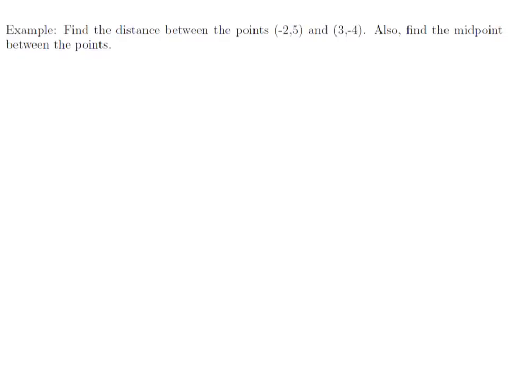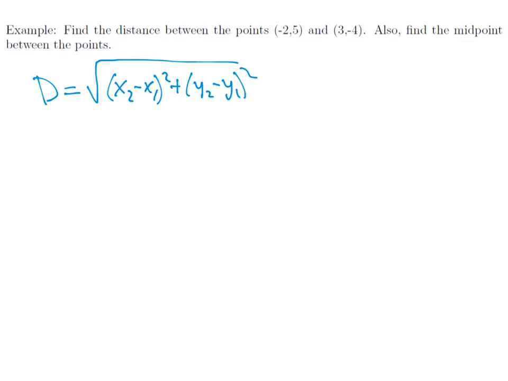So here's a pretty straightforward example. We have finding the distance between these 2 points, also find the midpoint. So for the distance, we're going to say x2 minus x1 squared plus y2 minus y1 squared. Let's call negative 2, 5 x sub 1, y sub 1, and then x sub 2, y sub 2 for those 2 points. So we're just going to plug everything in.